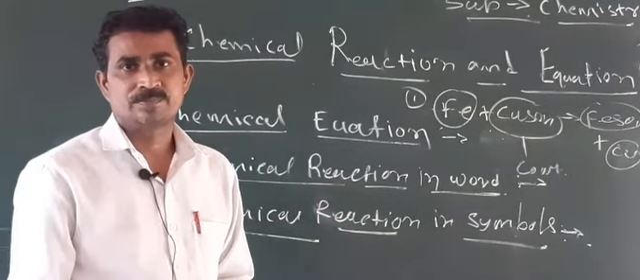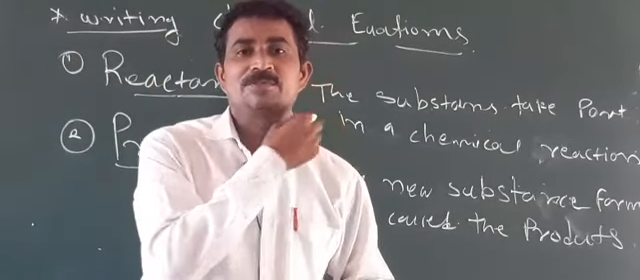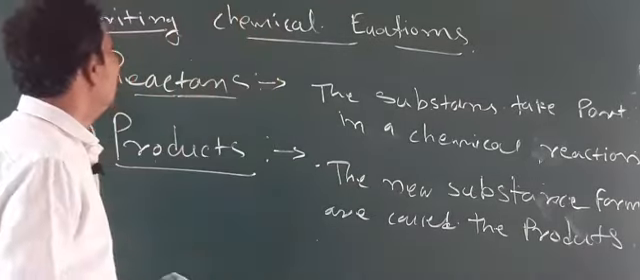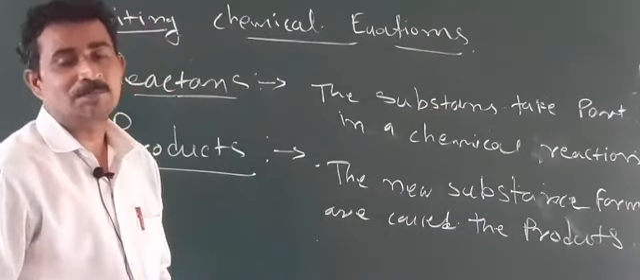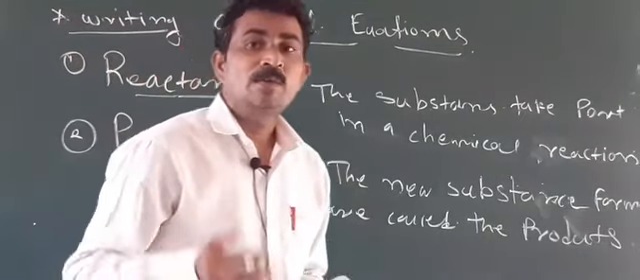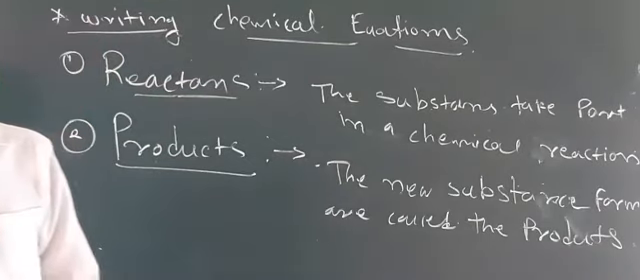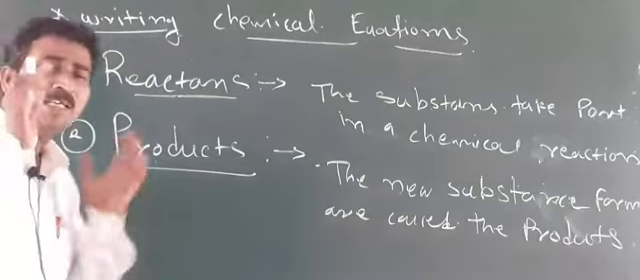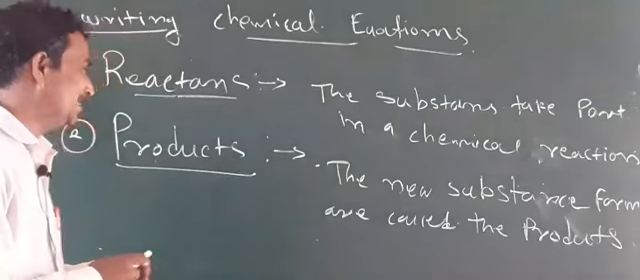So, how do you write a chemical equation? We learned the two methods. The next topic is writing a chemical equation. A chemical equation is represented in two methods, one in words and another in symbols, which we learned. But writing a chemical reaction is what we want to see now. Writing the two parts of a chemical reaction is very important.